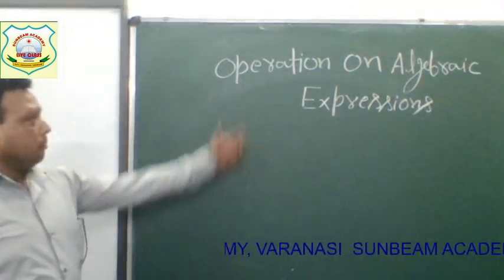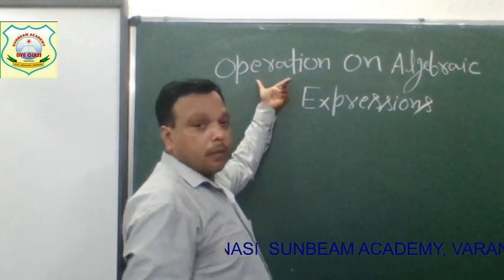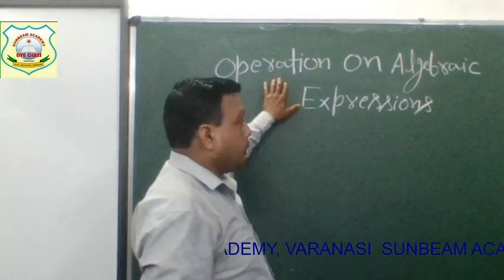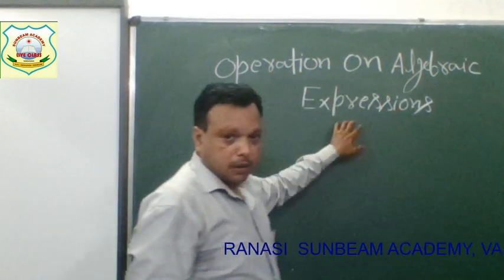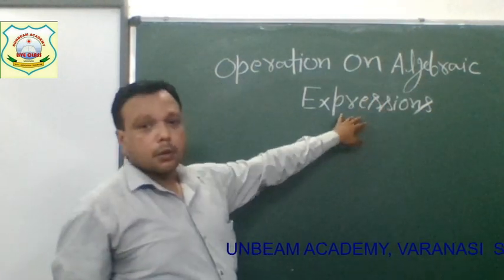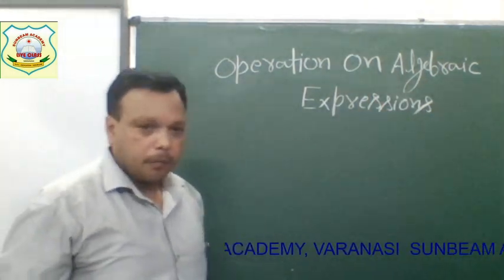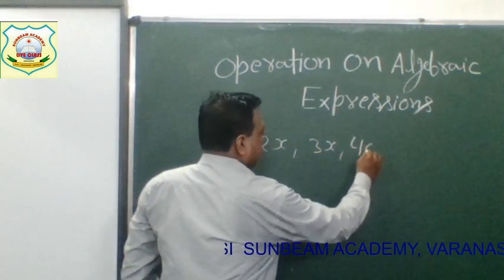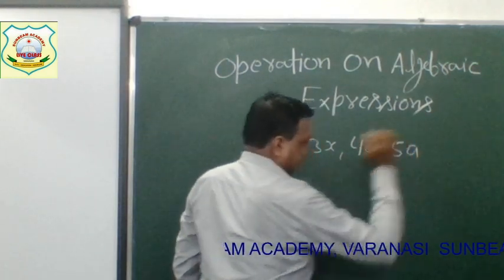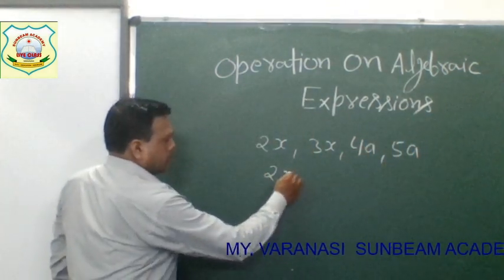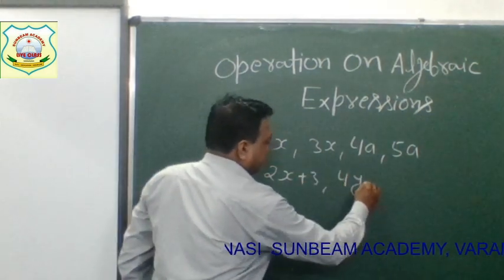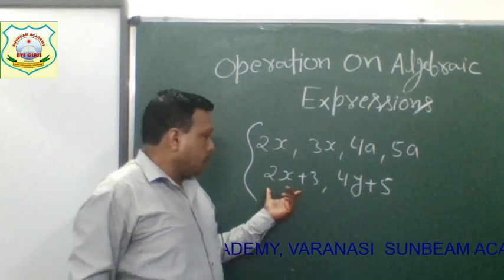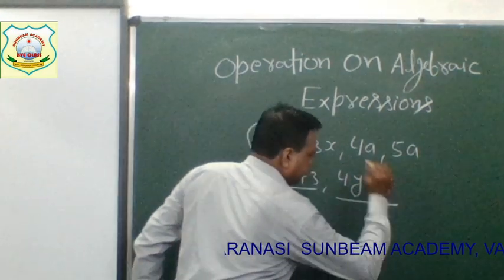Students, the meaning of operation is how we will add, subtract, multiply and divide. We will apply these operations on algebraic expressions. In an algebraic expression we should have a variable, like 2x, 3x, 4a, 5a. You can also take 2x plus 3, 4y plus 5. These are all algebraic forms, and this one is the algebraic expression.